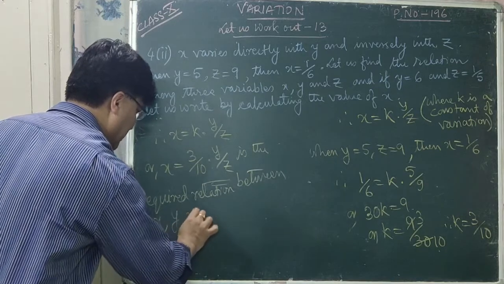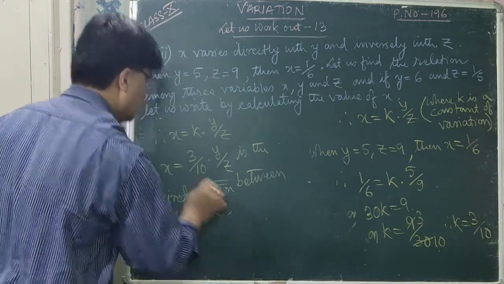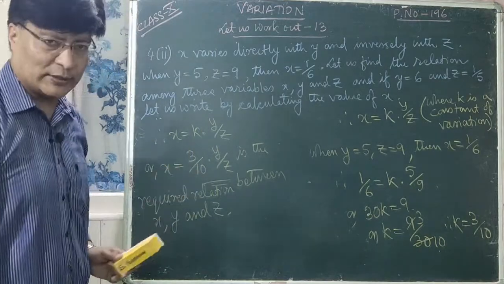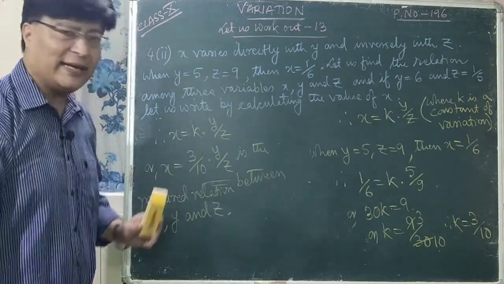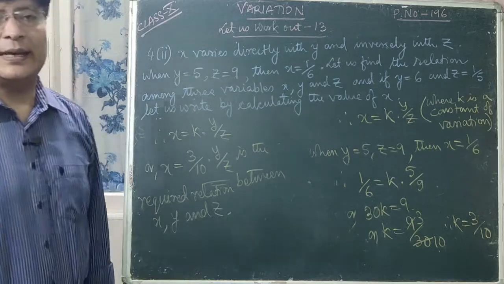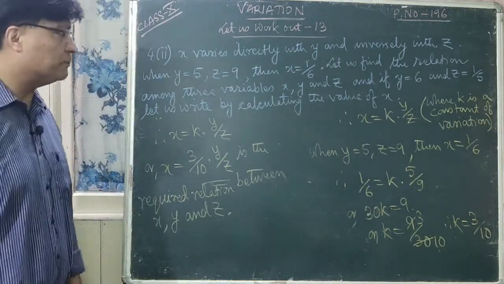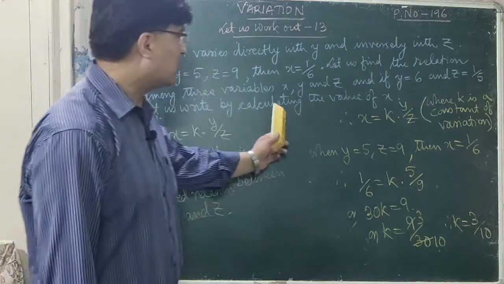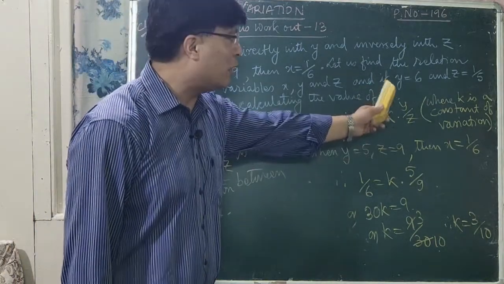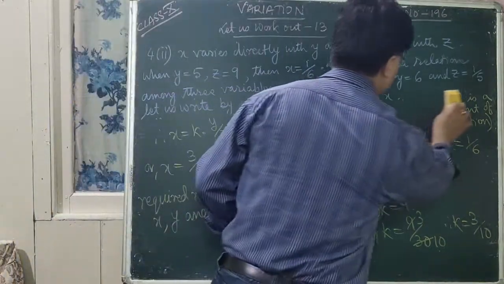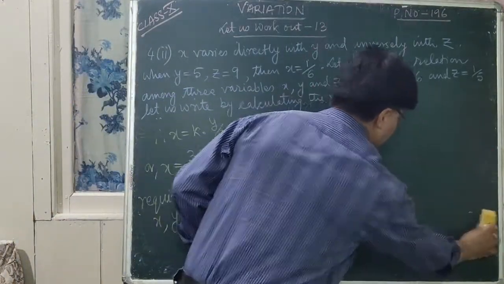So I think you have understood it. So this is the required relation between x, y and z. So that is the answer for the first part. Now what is the second part out here? Now we have to get the value for x when y is equal to 6 and z is equal to 1 by 5, right? So let us find it now.